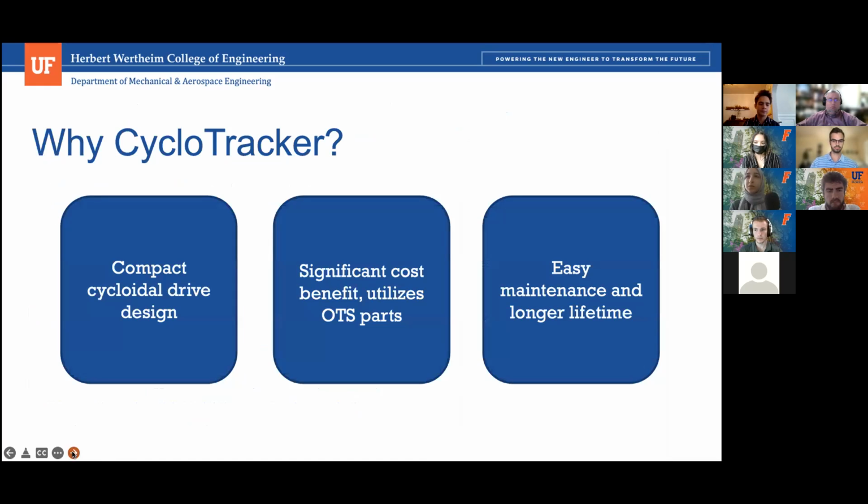So to summarize, our design really has a lot of benefits to offer if it were used for any future Mech 3 classes and anything beyond that. The cycloidal drive really provides a compact solution to drive the motion of the heliostat, and it's still able to accurately track the light source. And the drive can also be assembled and maintained independent of the design.